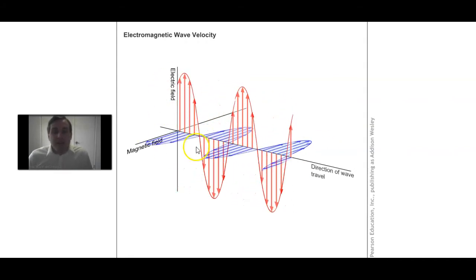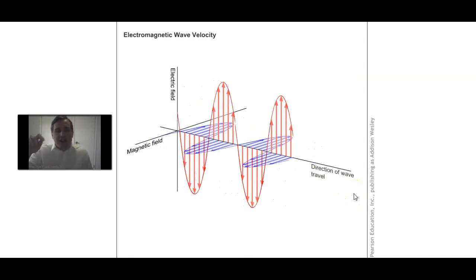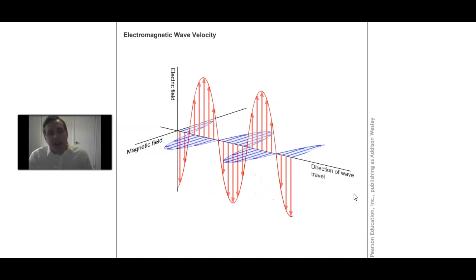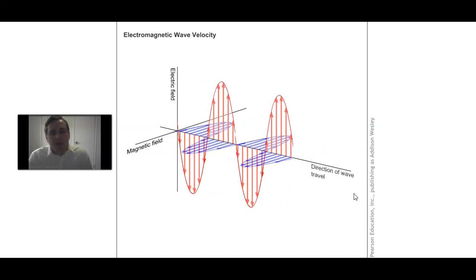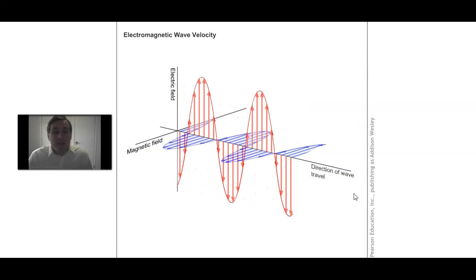Now, by the way, to give you a sense of how fast that is, suppose you were able to flash a flashlight and have it rotate around the Earth. If you flashed a flashlight and it rotated around the Earth, it would go around the Earth's circumference about 7.5 times in 1 second.